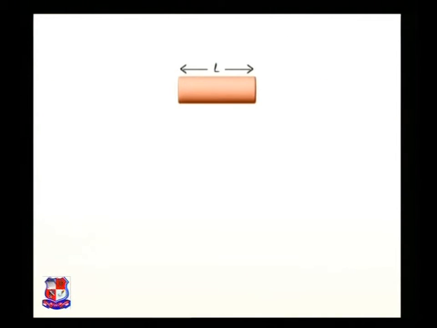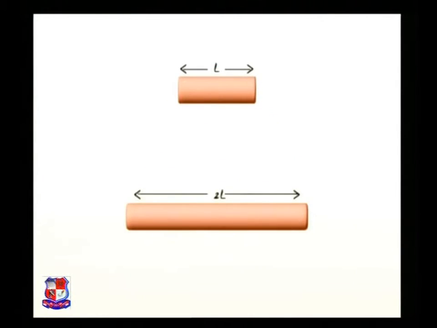Instead of having a conductor of length L, let's take a conductor with double the length, 2L. This now means that the electrons will have to travel double the distance as before. Double the distance means double the number of positively charged atoms to deal with along the way, hence in effect doubling the resistance offered by the conductor as a whole.